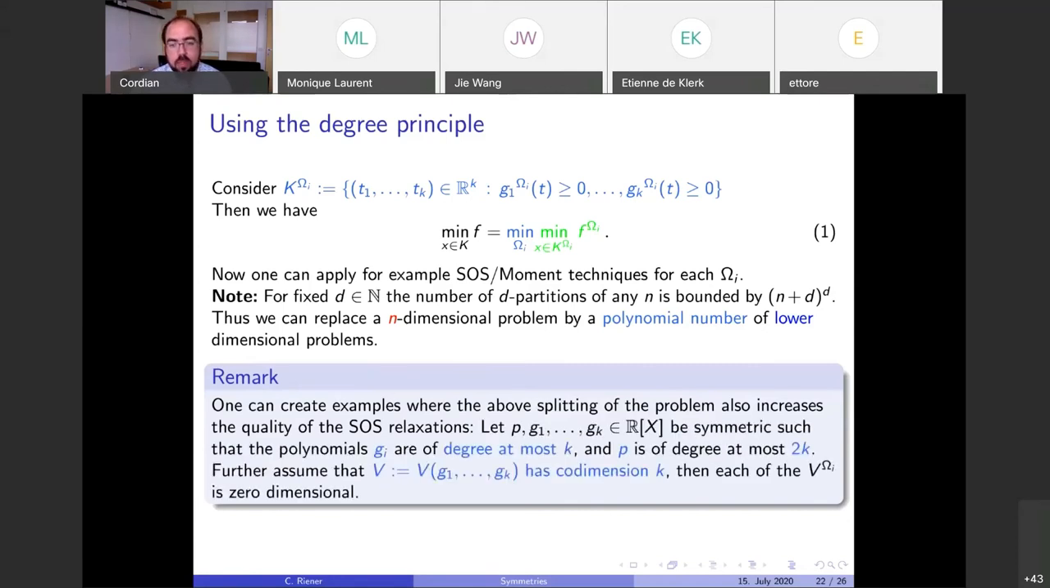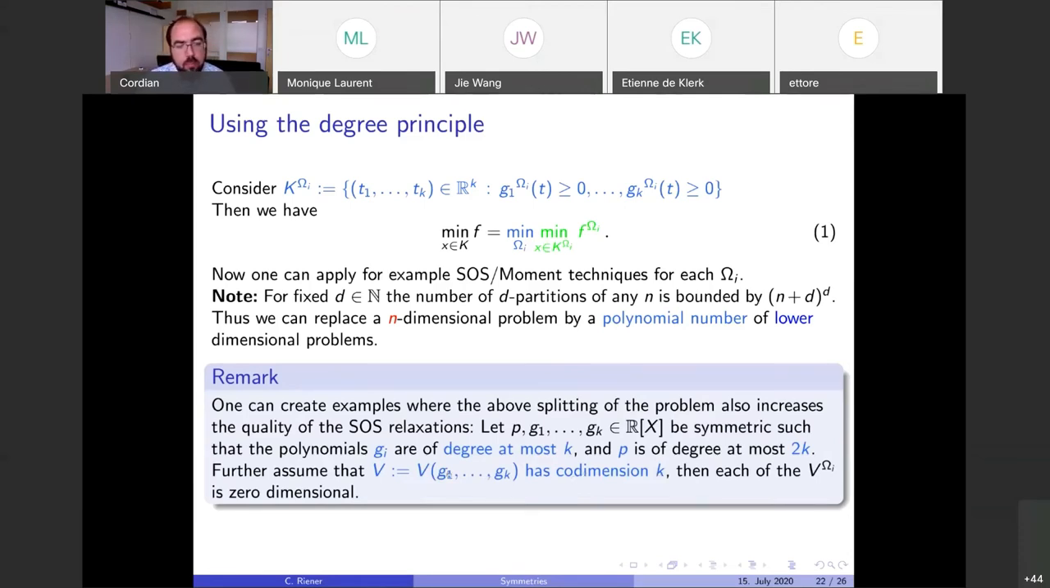Namely, for example, if you look at this scenario, which is a little bit cooked up of course, I have polynomials P and g_1 to g_k, they are symmetric, and the polynomials g_i are of degree at most k, and P is of degree at most 2k. But now the cooked up scenario is when I assume that the variety given by g_1 to g_k has codimension k.